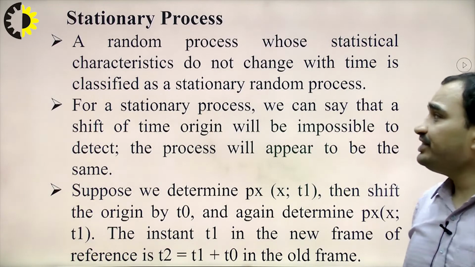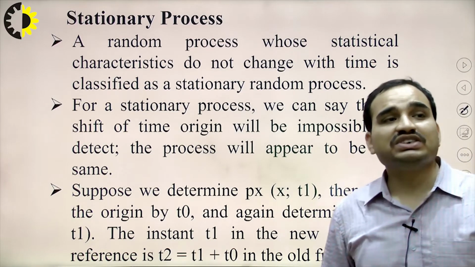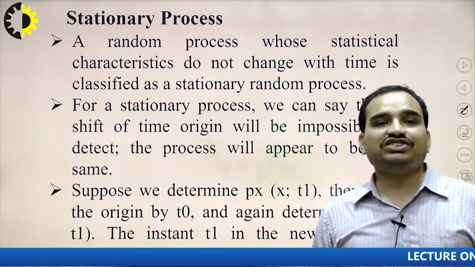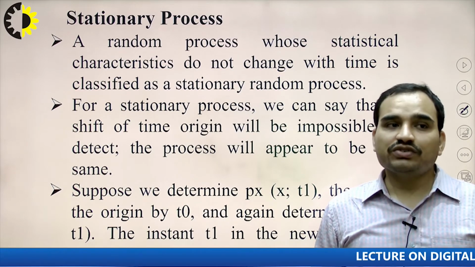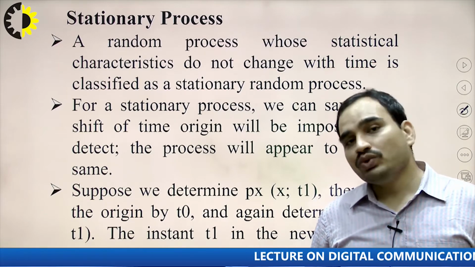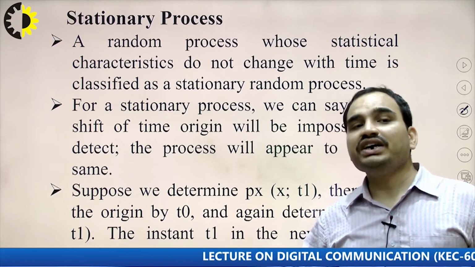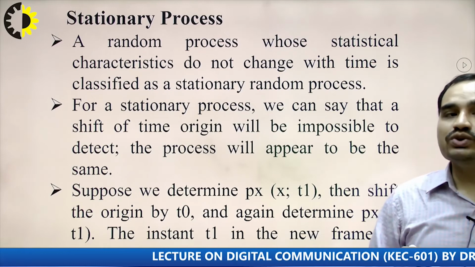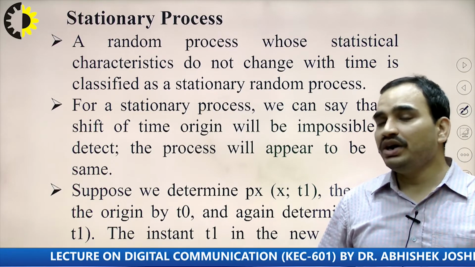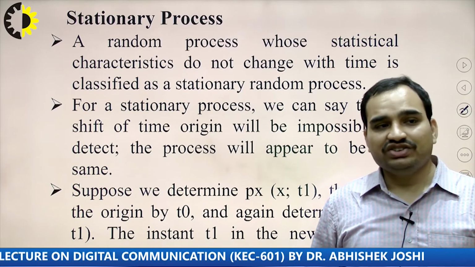So what is the stationary process? A random process whose statistical characteristics do not change with time is classified as a stationary random process. So for a stationary process, we say that there is a shift of time origin. So what are we shifting? We are shifting the time origin, which will be impossible to detect. So in the case of a stationary process, if you shift the time, there will not be any change in that.